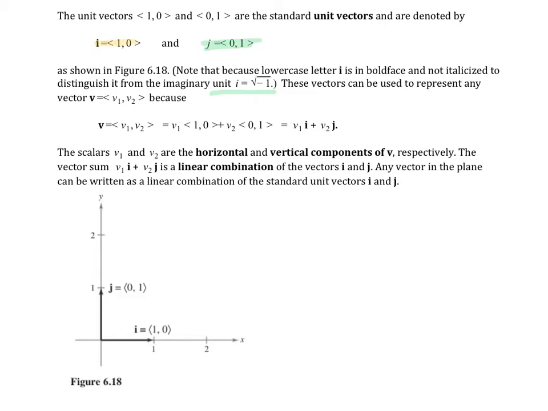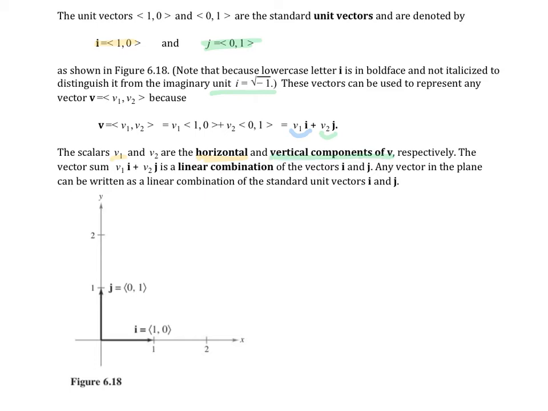So these vectors, i and j, can be used to represent any vector v, because the vector v = ⟨v1, v2⟩ is v1 times ⟨1, 0⟩ plus v2 times ⟨0, 1⟩, and we just rewrite it as v1 i plus v2 j. The scalars v1 and v2 are the horizontal and vertical components of v. So v1 is the horizontal and v2 is the vertical component. Just think of the horizontal as x's and the vertical component as our y's.